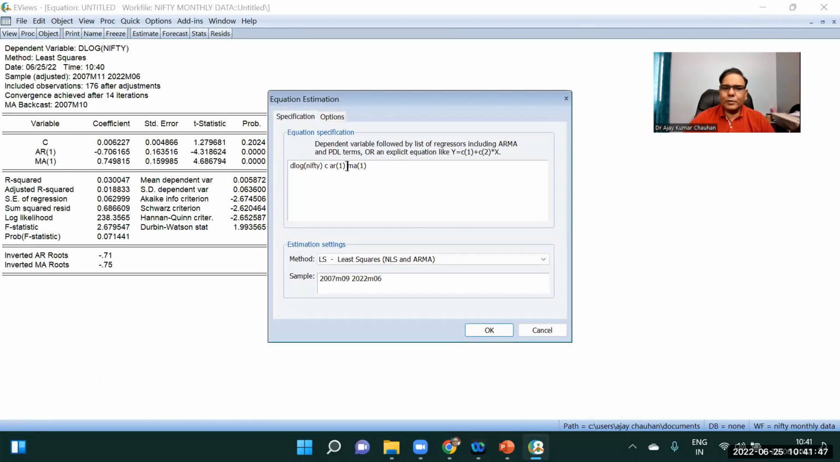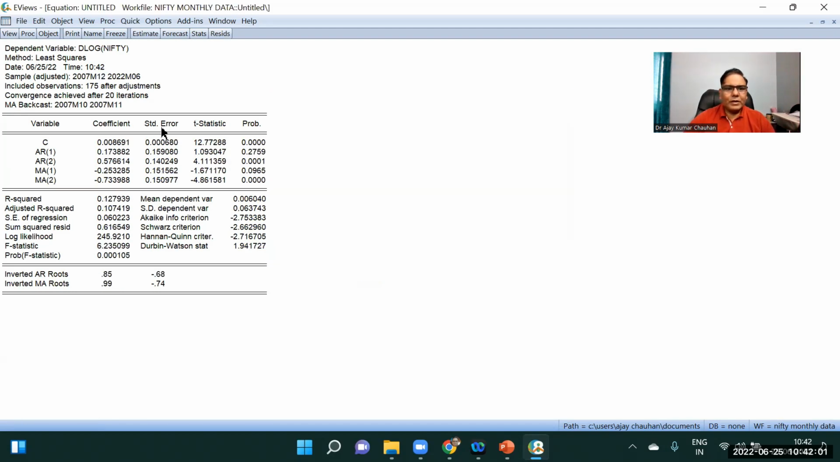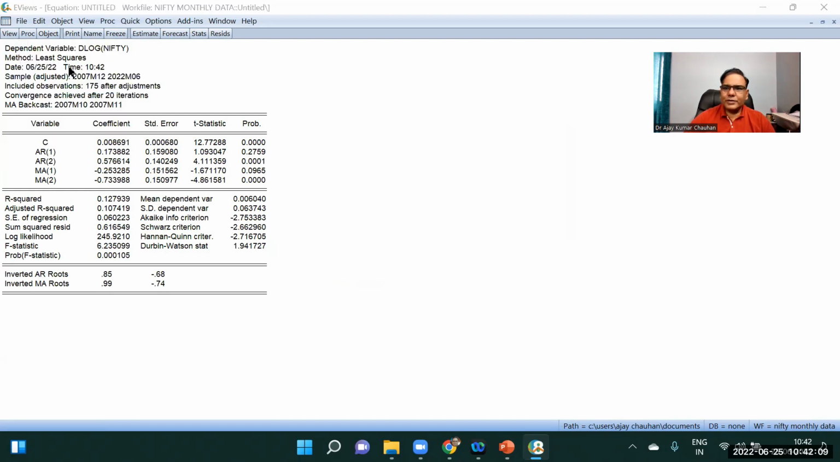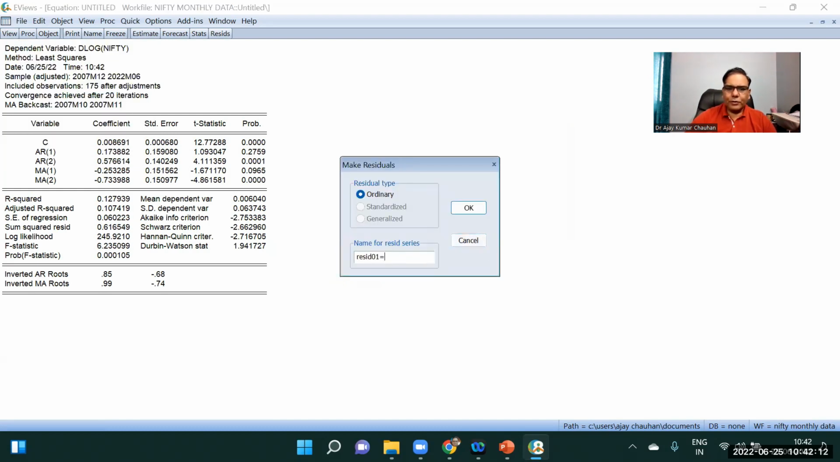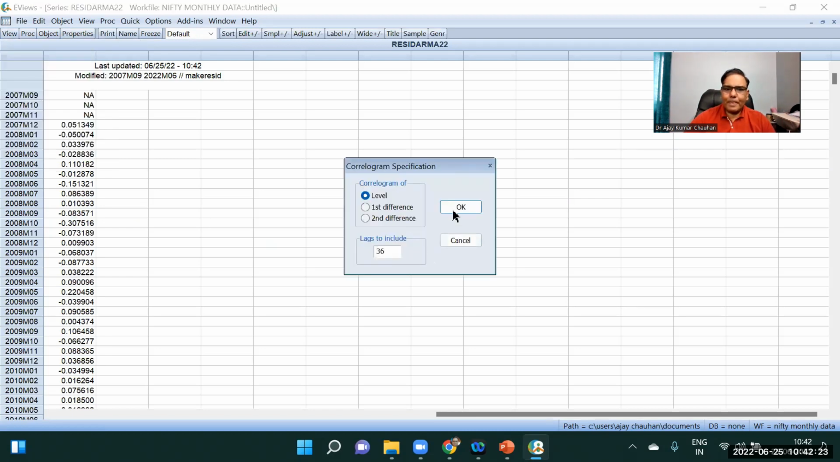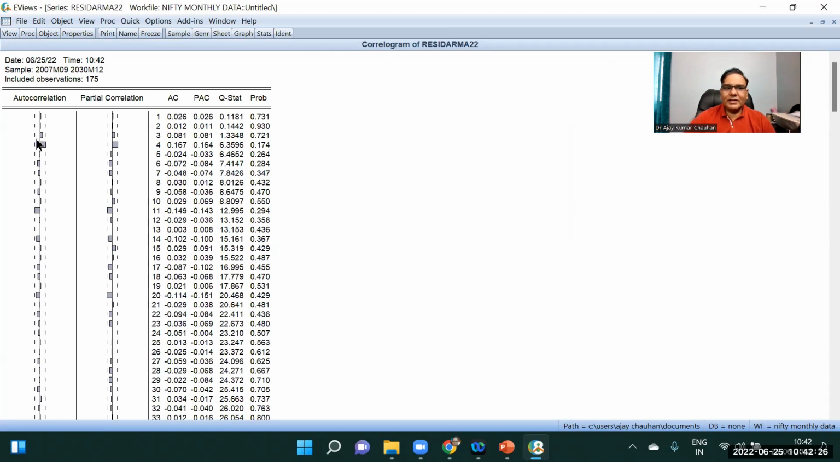So we have to try different models. MA2 also. And I know that R square increases, but I have to check still. Make residual series. This is for residual of ARIMA 2,2. And make the correlogram of it. So you can see that still the information is not captured. So I have to take 4 also.